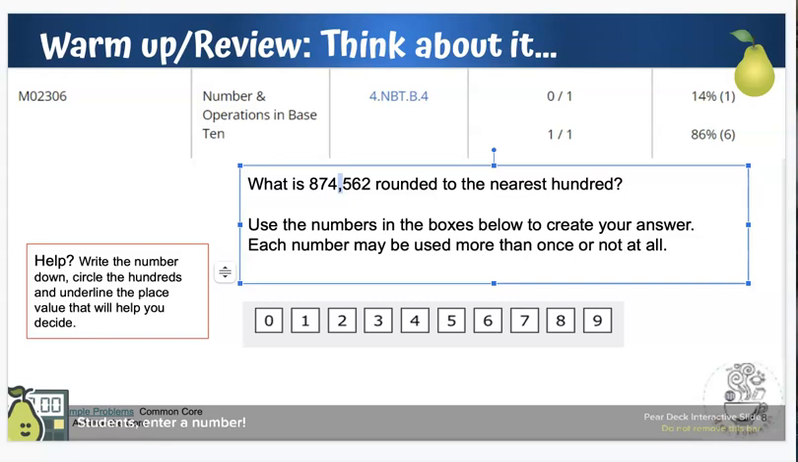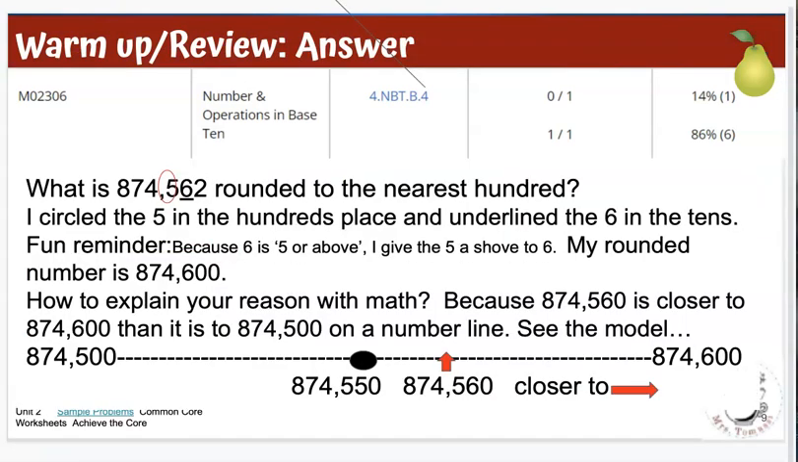All right, hopefully you paused the video and gave it a go. So what I did is on the next slide, I actually gave you the answer. So many of you probably thought this was pretty easy. I used this strategy where I circled the place value it was looking for. It was looking for the nearest hundred. So 5 was in the hundreds place. I circled that. And I underlined that number right to its right.